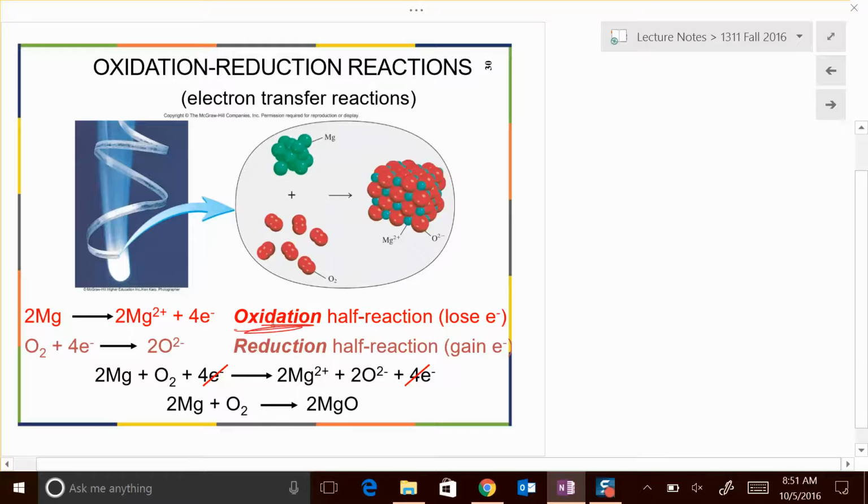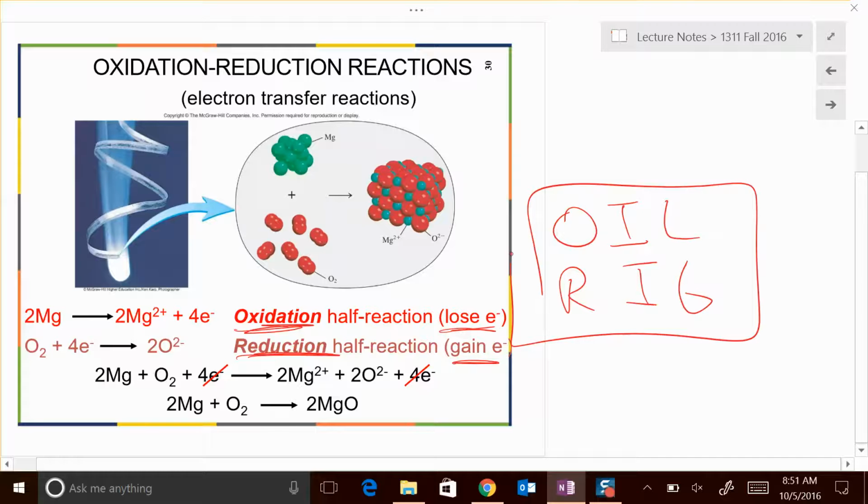Oxidation is a loss of electrons. Reduction is a gain of electrons. Reduction is when you gain electrons. Oxidation is when you lose electrons. Okay? That's going to be confusing sometimes, so remember that oxidation is loss and reduction is gain. Oil rig. Okay? Oil rig. That's how you can remember it. Okay? Oxidation is loss, reduction is gain.